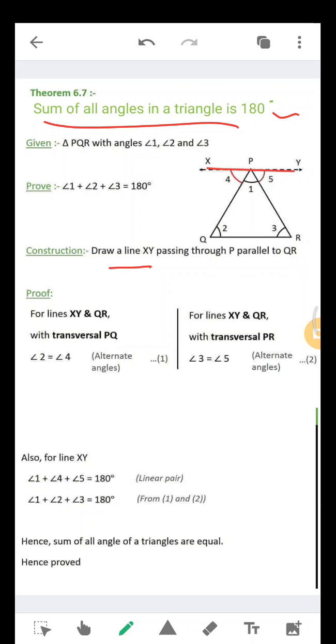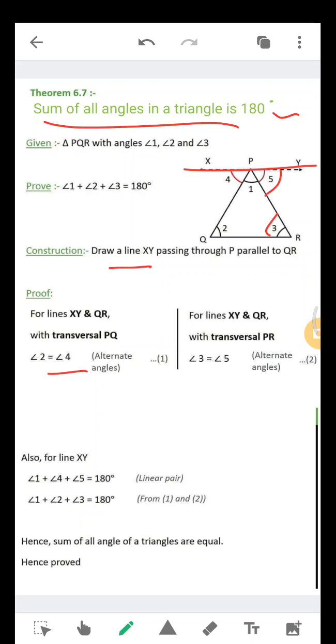Okay, I hope you remember what alternate angles are. So XY is parallel to QR and this PQ is a transversal or not? Yes, it's a transversal. So I can say that angle 2 is equal to 4. These 2 angles will be equal because they are alternate angles. Then for lines XY and QR with transversal PR, again I can say angle 3 is equal to angle 5 because they are also alternate.